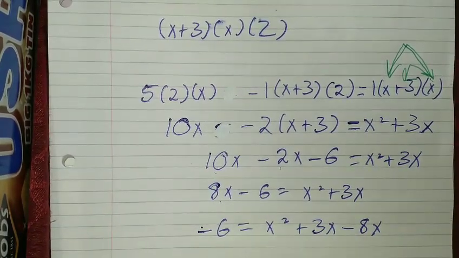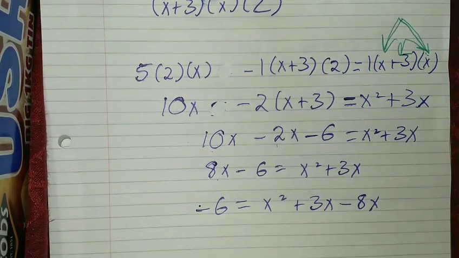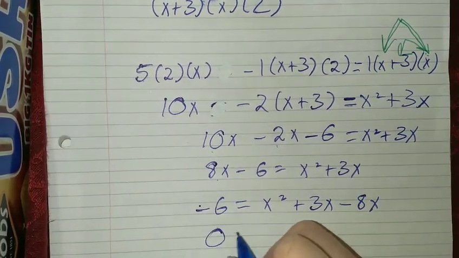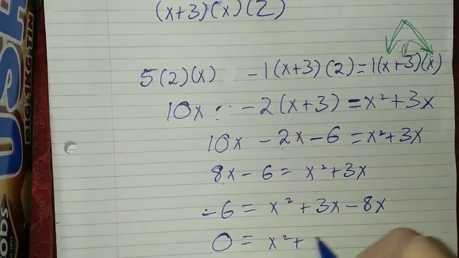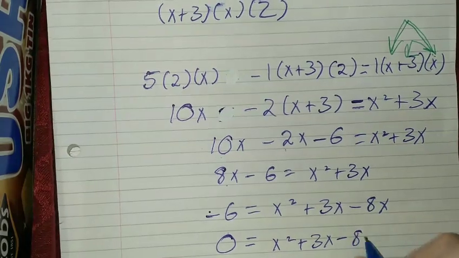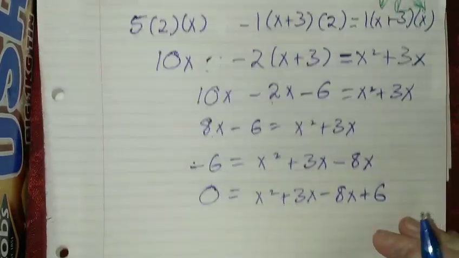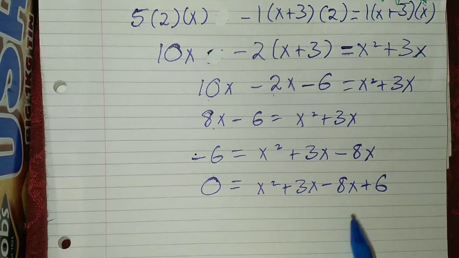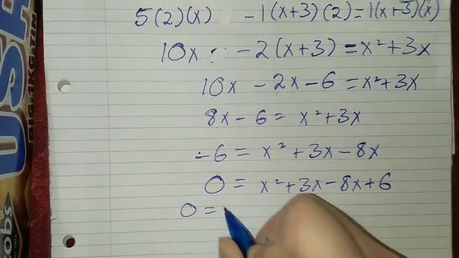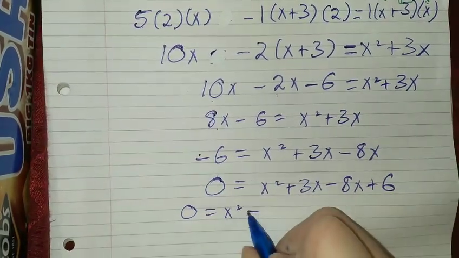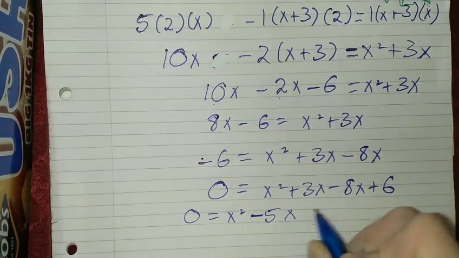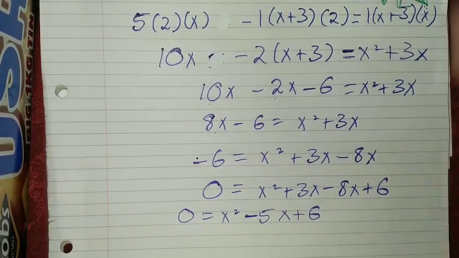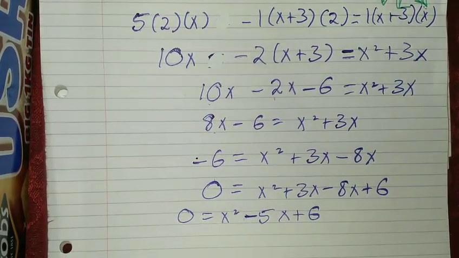If I want to get my 6 onto the other side, I can add 6 on both sides. So 0 is equal to x squared plus 3x minus 8x plus 6. So now I have a quadratic, but I'm just going to simplify and put these two together. So it's x squared minus 5x plus 6. So now I have to solve this quadratic.